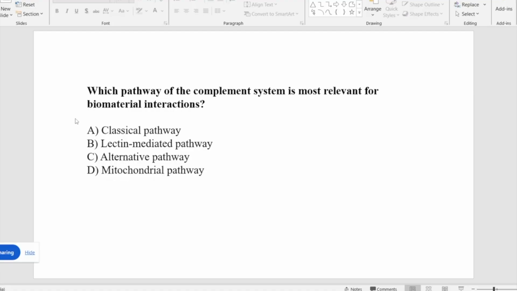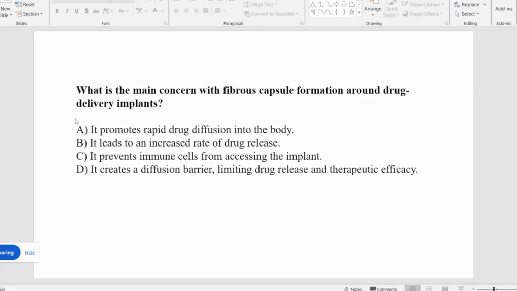Next question was, which pathway of the complement system is most relevant for biomaterial interactions? Here the correct answer would be alternative pathway. What is the main concern with fibrous capsule formation around drug delivery implants? Here the correct answer would be it creates a diffusion barrier, limiting drug release and therapeutic efficacy. So these were all the questions that we discussed.